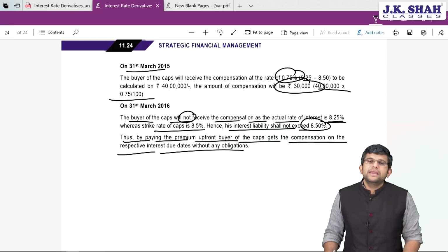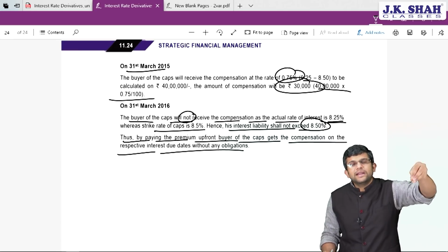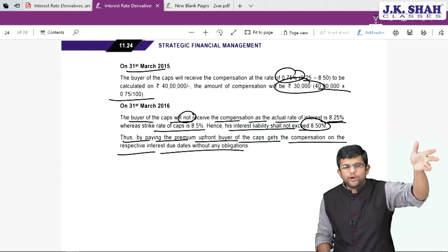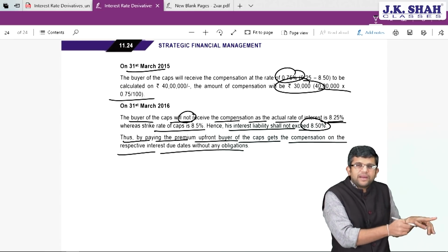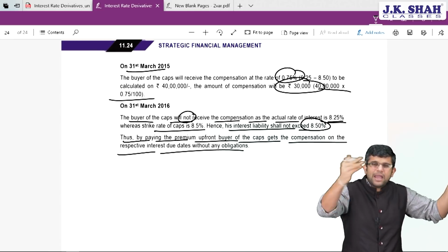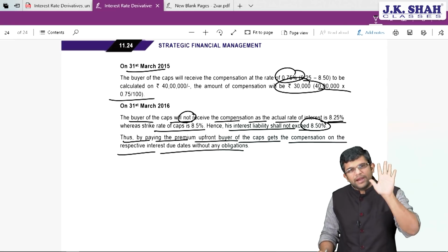So what they are saying is, once you pay the premium, then on each due date, children, do you realize he will be receiving the compensation in case the interest rate in the spot market goes above 8.5? Because children, do you realize if it goes above 8.5, he will have to borrow from the spot market at that higher interest rate, but from the cap option he will be receiving the compensation, thereby his net interest rate, children, do you realize will be 8.5 only.